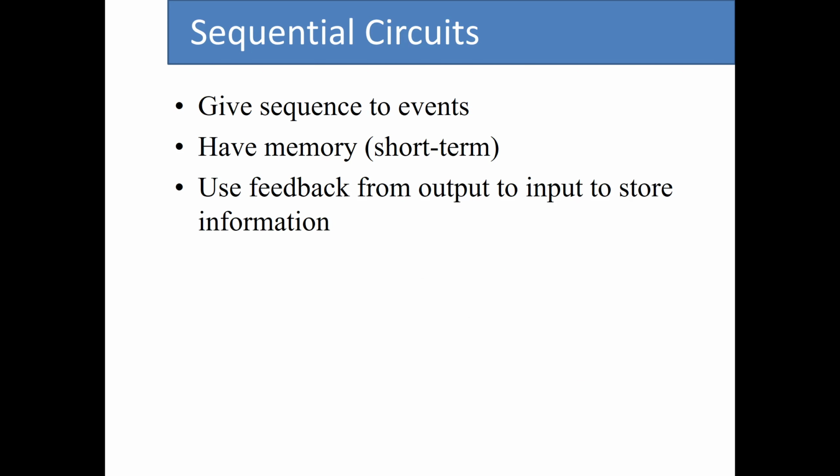So to recap, sequential circuits are used to give sequence to events. When I say sequence, that means that it is important what the previous state is, because using the previous state and the current state, we can get the next state. They have memory, and usually this memory is short-term memory. And in sequential circuits, we use feedback from output to input to store the information.